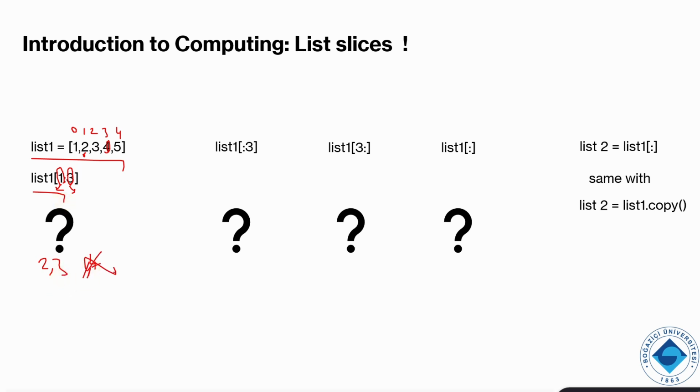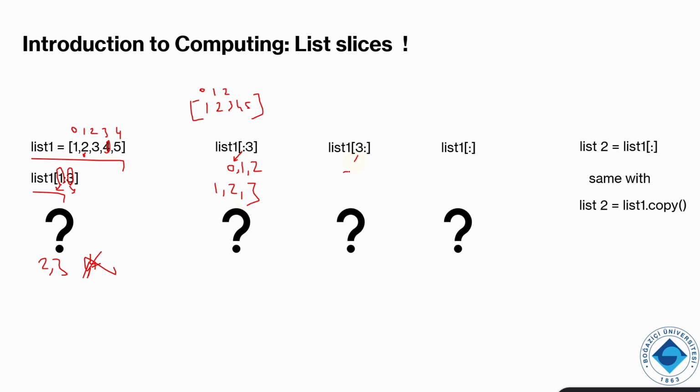not 4. It means go until the element with index 3. Again, let's do that one. Our list was 1, 2, 3, 4, 5. It will start from 0. If nothing is written, it means it is 0. Go till 3, so take the elements with index numbers 0, 1 and 2, right? So it will print 1, 2, and 3.